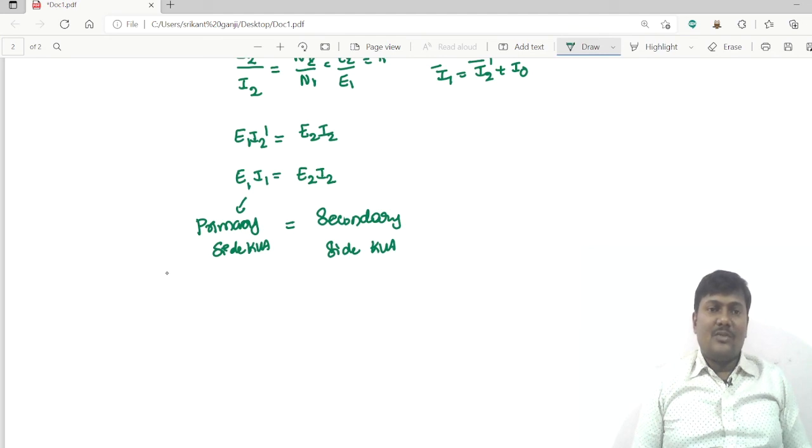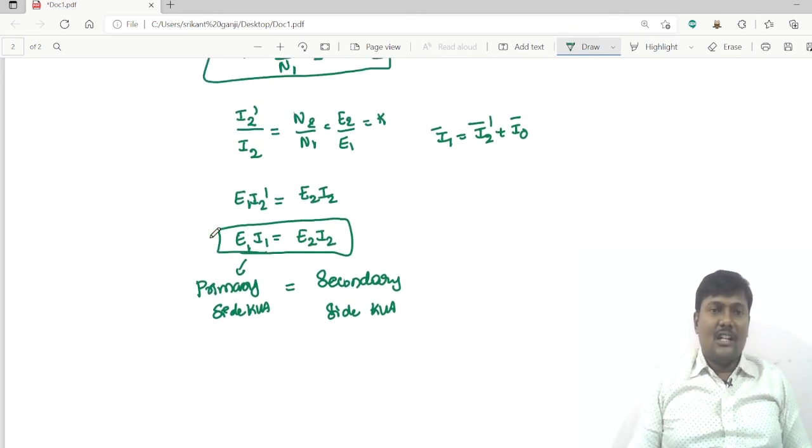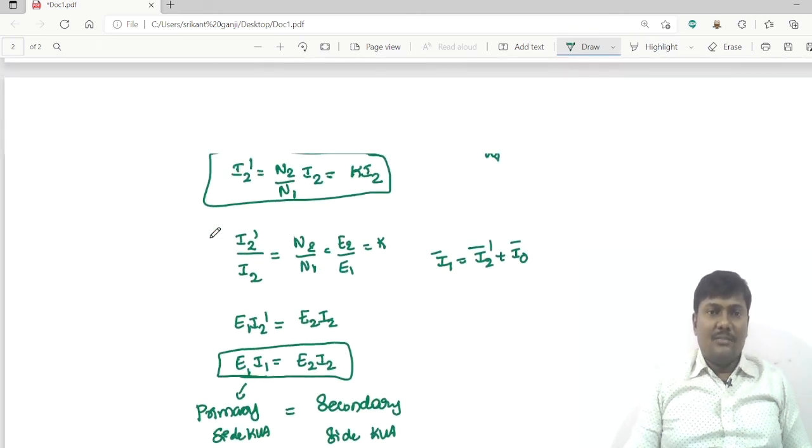A transformer transfers electrical energy from one side to another side. So the transformer is also called a constant power device. The primary side kVA is approximately equal to the secondary side kVA. That's why the transformer is a constant power device.